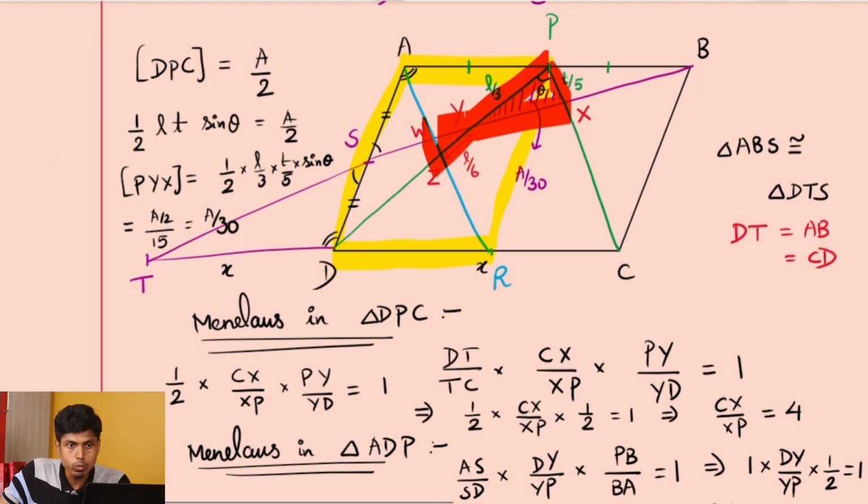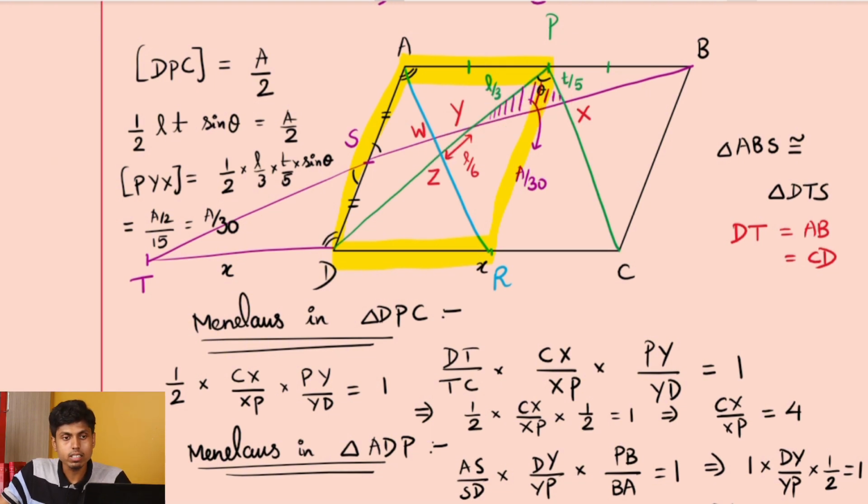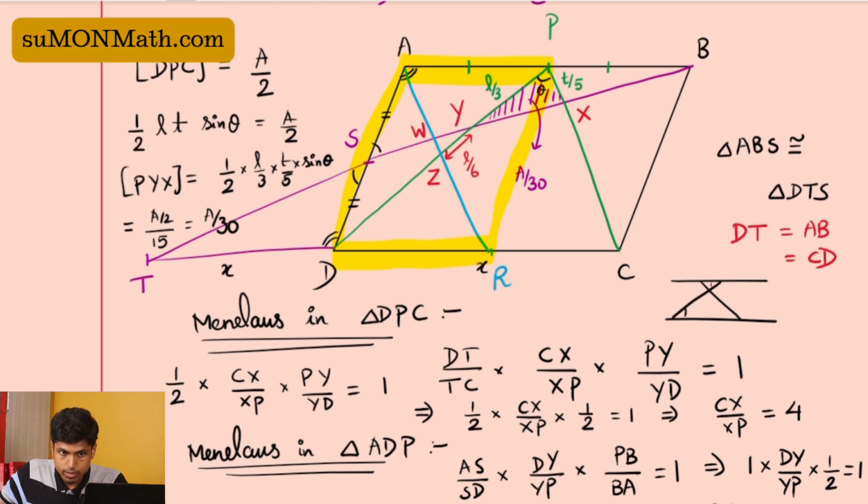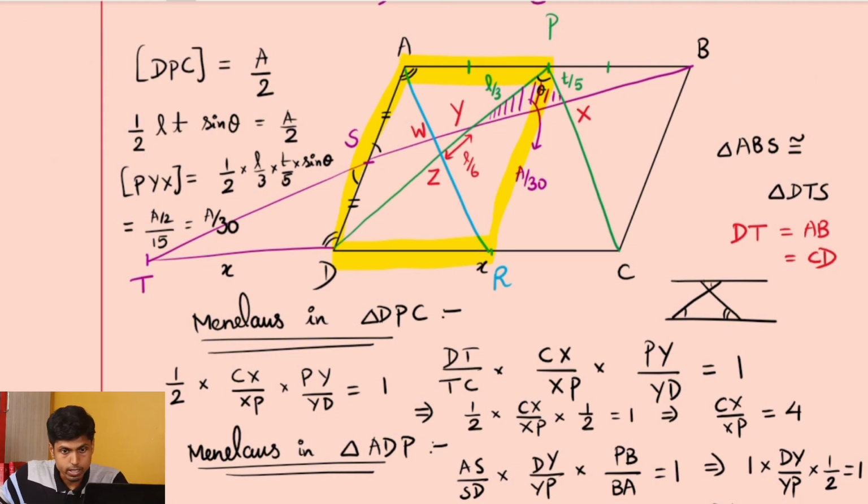WYZ is similar to PYX. This is due to the fact that it is subtended by two parallel lines with two transversals, PZ and XW. So if you have any two triangles subtended by parallel lines, then you are going to have them similar, because the alternate interior angles are equal, and therefore the triangles are similar. So let's write down the similarity.